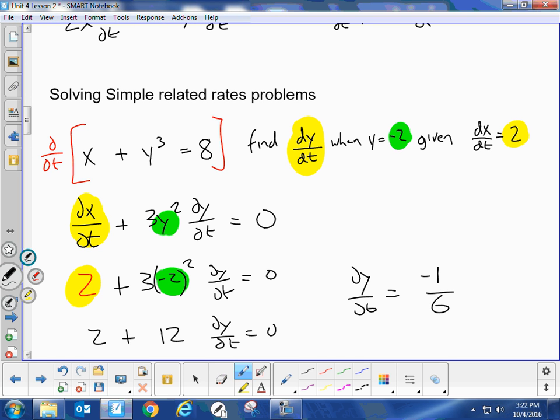Okay? So for this implicit equation, if you talk about things moving at a specific moment, if dx dt is moving to the right constantly at 2, we could say that the y's are changing. They're going down 1/6 of a unit at that specific moment in time, whether it's per second or per minute or per whatever.